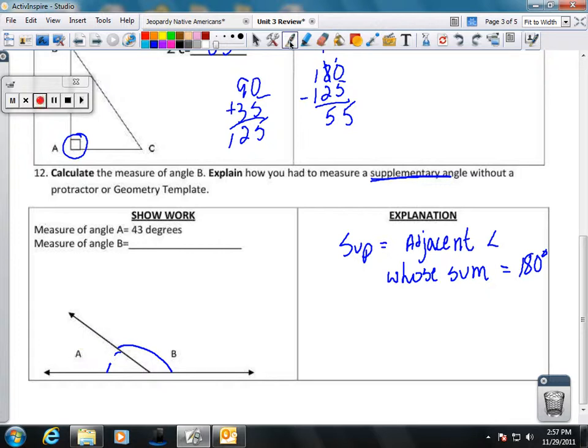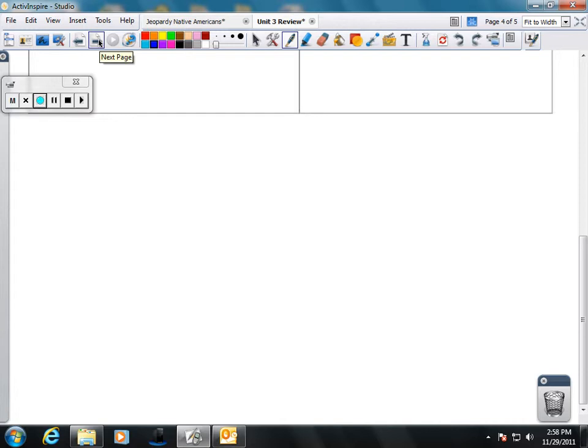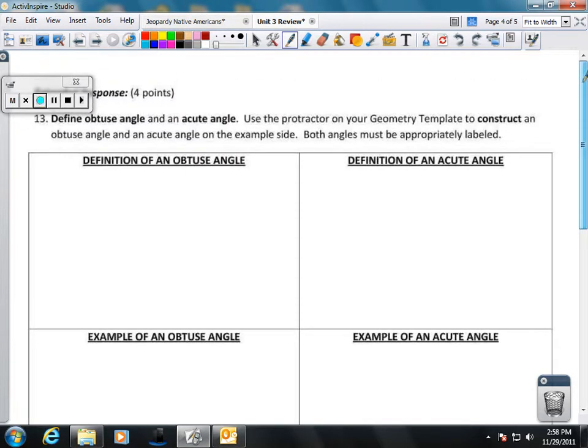Angle A is 43 degrees. To figure out the measure of angle B, all I need to do is 180 minus 43. And that looks to me like it will be 137 degrees. So far, so good. One last question, and then we're done. This one should be easy.